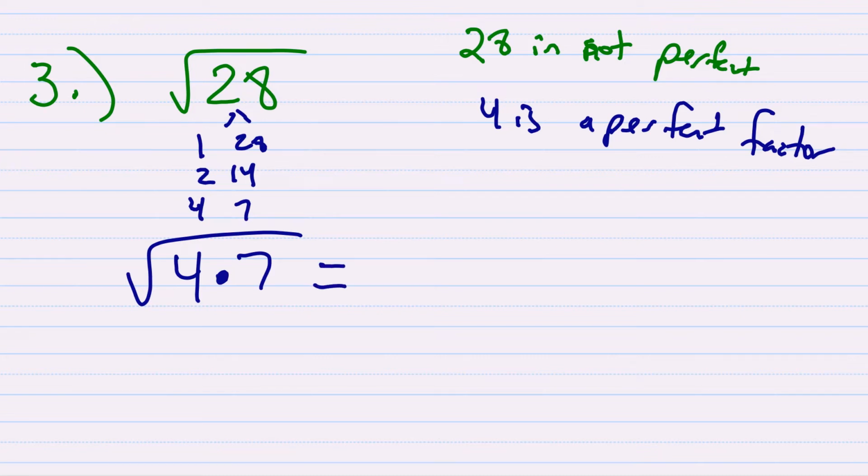Now, you're going to look at these 2 numbers. If you're perfect, you're allowed to leave the jail. If you're not, you have to stay in jail forever. So I call the radical a jail. And if you're perfect, you get to leave the jail. If you're not perfect, you have to stay in. So 4 is perfect.